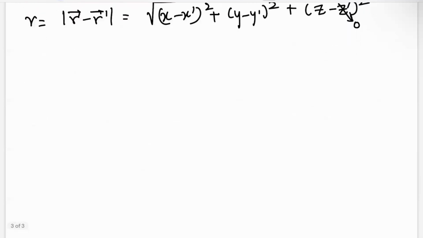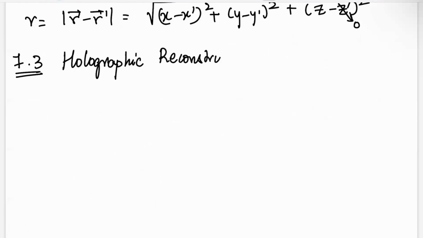So we look at two different solutions to the signal model, 7.3 I'll call it. So first we look at the holographic reconstruction. So this is one derivation.